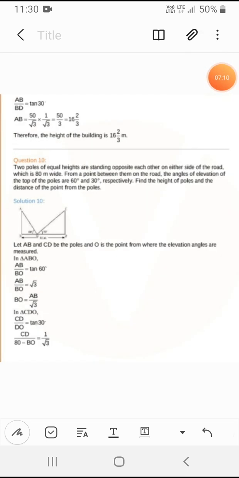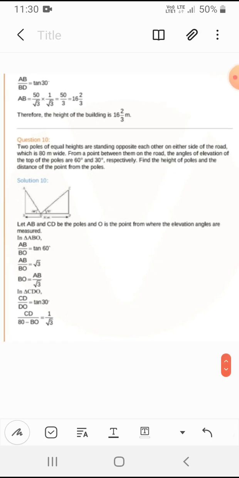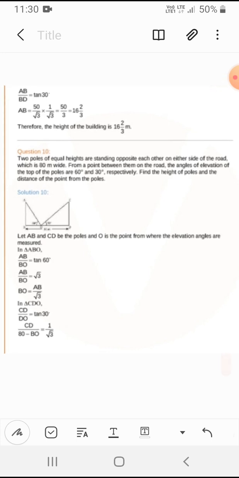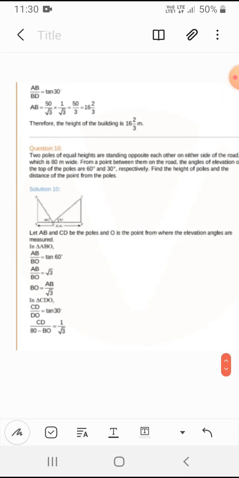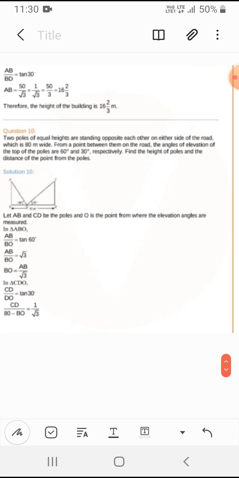And also next, let's take AB by BD is equal to tan 30. So when we divide it, we get 16 2 by 3. Tan 30 is 1 by root 3. When we solve this, we get 16 2 by 3 meters. So this is the answer for this question.